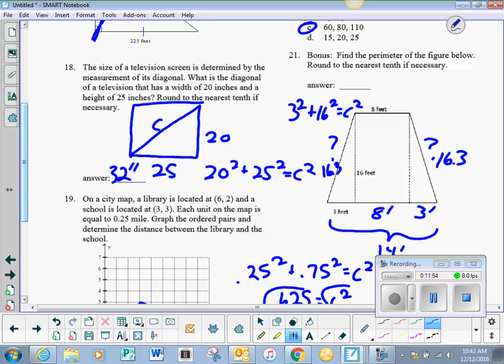What is the perimeter? It's 8 plus 2 times 16.3 plus 3 plus 8 plus 3, which is 16, 22, 54.6.